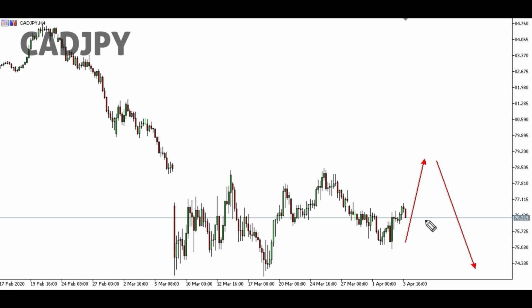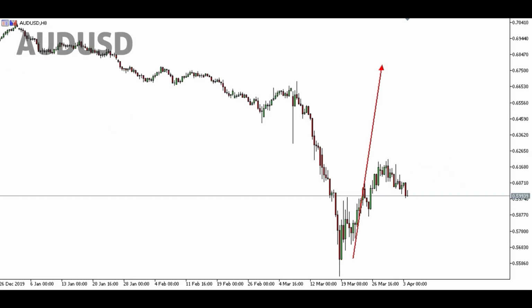This is CAD JPY. For CAD JPY, we're expecting this up move here. Up move, but we won't be trading it until this level. Then from here, we're expecting this down move. If we get this up move, this down move, we can look for an entry. That's for CAD JPY.